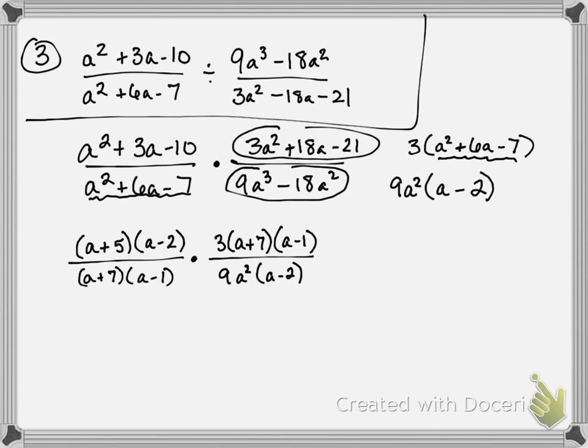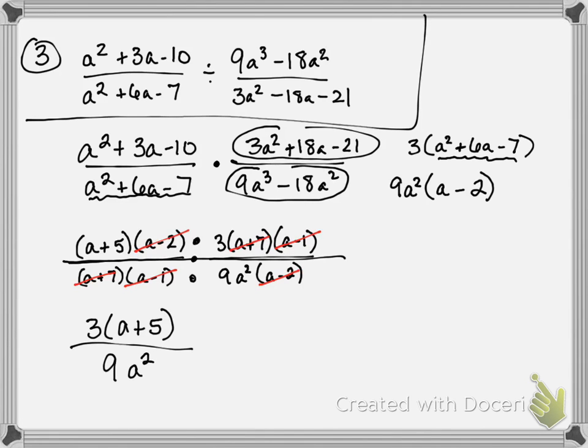So we have a whole bunch of stuff that can cancel. This is basically like saying this is one fraction. All this stuff's being multiplied here. So, obviously, my a plus 7 will cancel with a plus 7. My a minus 1 in the top will cancel with the a minus 1 in the bottom. My a minus 2 in the top will cancel with my a minus 2 in the bottom. All right, so I'm just going to rewrite everything that I've got. I end up with 3 times a plus 5 all over 9a squared.